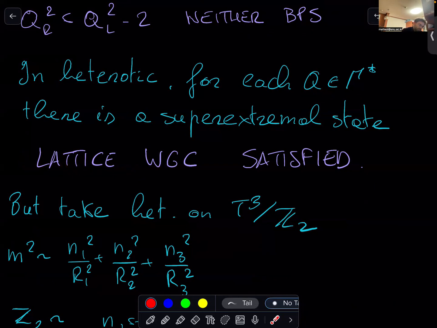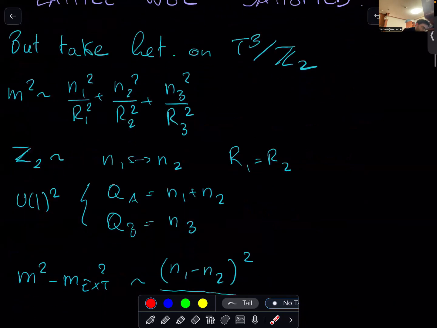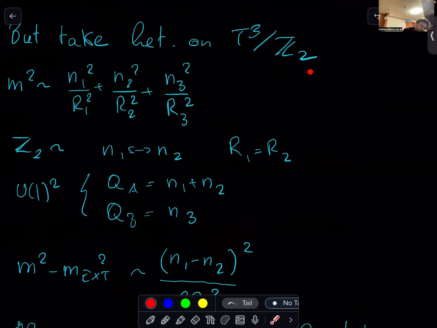That is, for each lattice site in the charge lattice, there is a super extremal particle. Turns out this is not true. This is violated, for instance, in orbifolds of toroidal compactifications. I think this is also a well-known counterexample. But I'm just sketching the case where you have T3, T3 mod Z2, and then the Z2 is a symmetry between N1 and N2, or the R1 and R2 are fixed to be the same by this Z2.